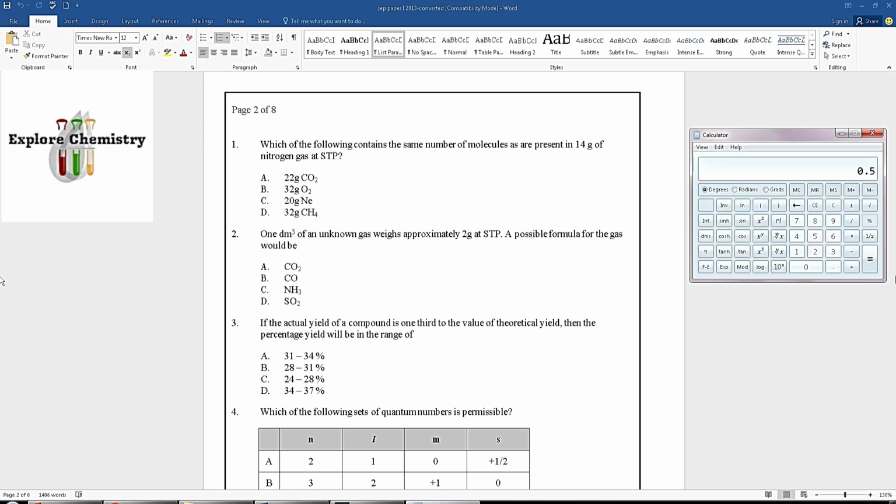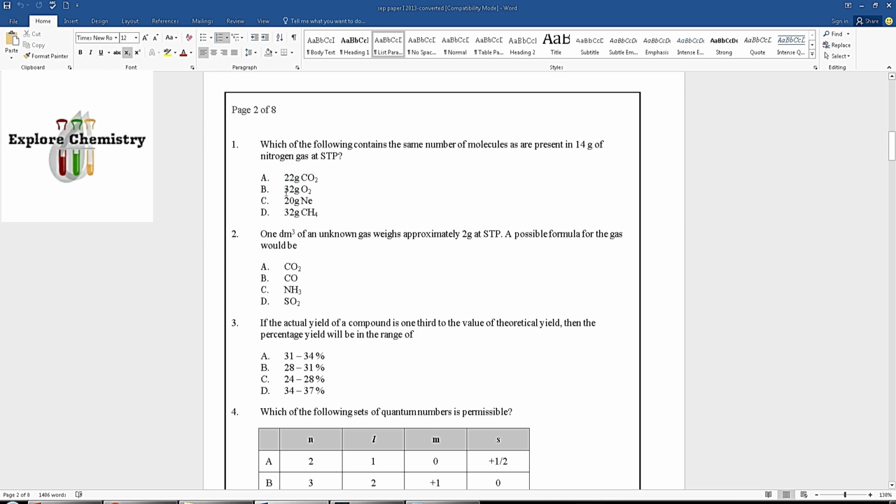22 gram of carbon dioxide, molar mass of carbon dioxide is 44, so you will get here same moles. 32 gram of oxygen, molar mass is also 32, you will get 1 mole. Similarly over here also, so this is the correct option because 0.5 moles will have same number of molecules in both the cases. So A is the correct option.